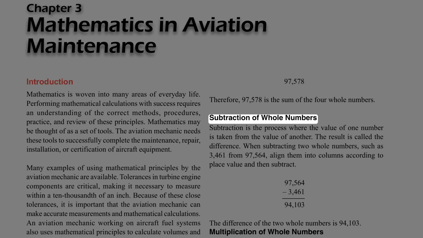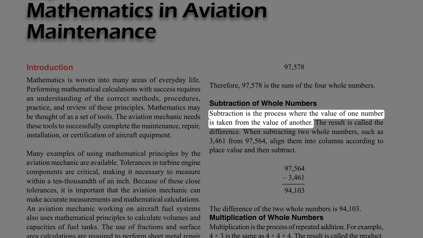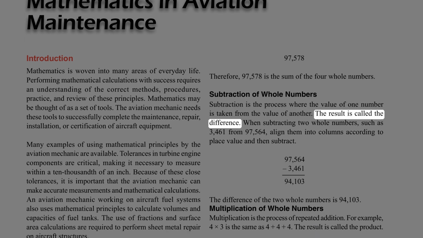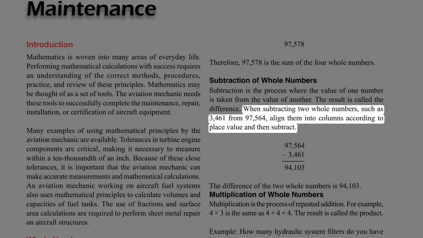Subtraction of whole numbers. Subtraction is the process where the value of one number is taken from the value of another. The result is called the difference. When subtracting two whole numbers, such as 3,461 from 97,564, align them into columns according to place value and then subtract.